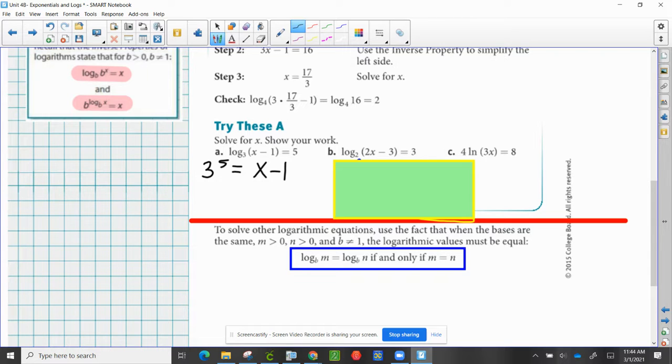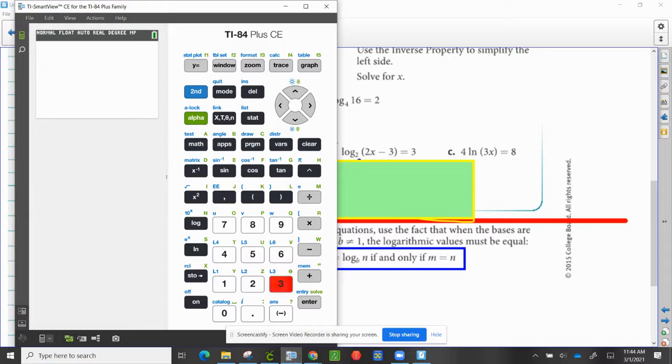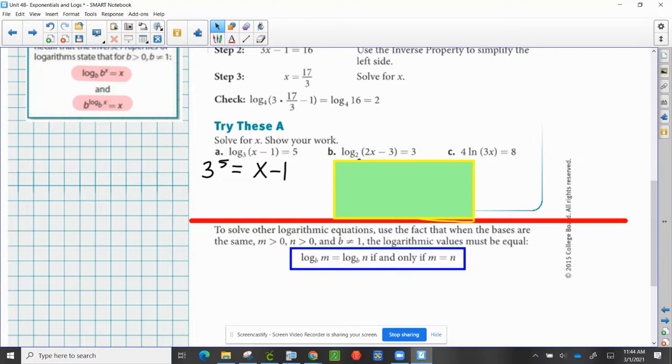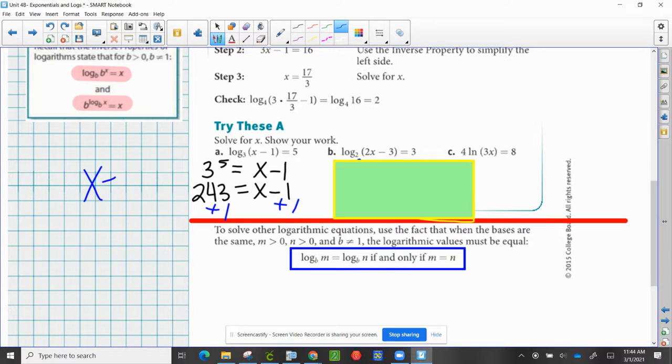Now we just have to do a little exponential work here. We have 3 to the 5th power. Just plug that in our calculator. So 3 to the 5th power is 243. 243 is equal to x minus 1. So then the last thing we would have to do is just solve for x by adding that 1 to the other side. So our final answer here for x is 244. Okay. And there you go.